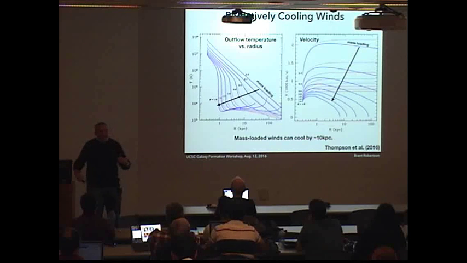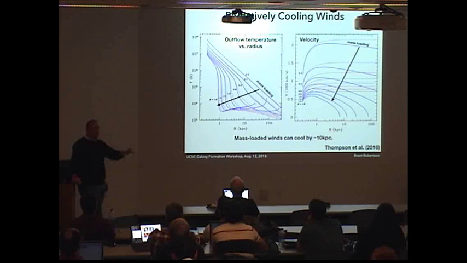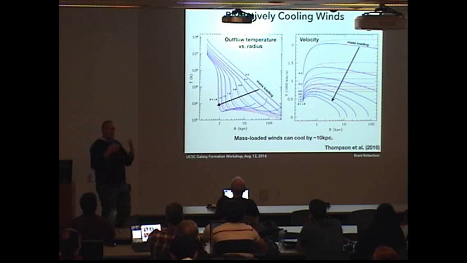But one thing you can do is you can take that cloud, you can shred it, and as you shred it, you mass load the hot phase of the wind. So you take dense material and you put it into the hot phase. That's what happens in our simulations. Okay. Then what happens to the hot phase? Well, the hot phase is then mass loaded. That means its density is higher, and the radiative cooling timescale of that gas will become shorter.